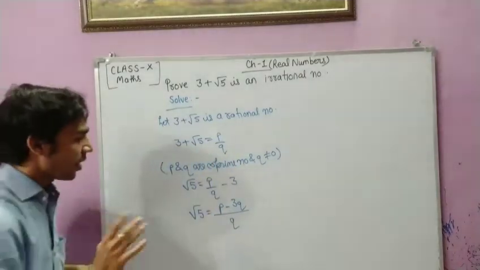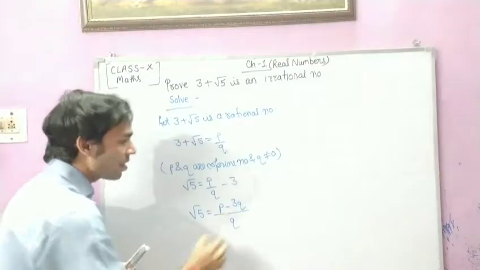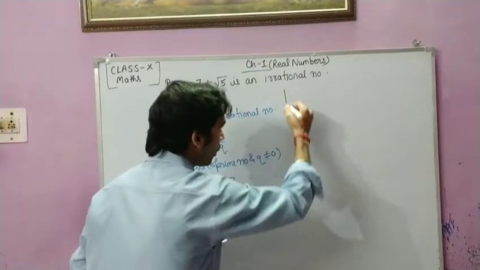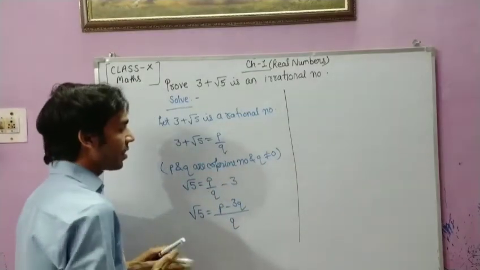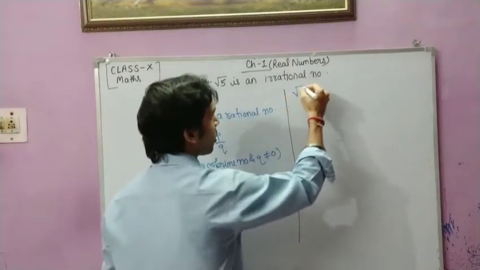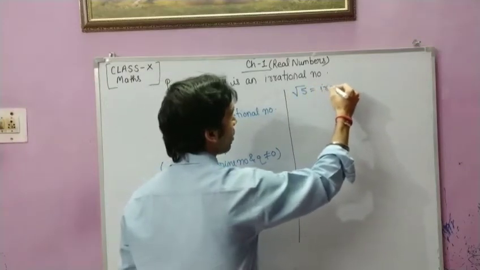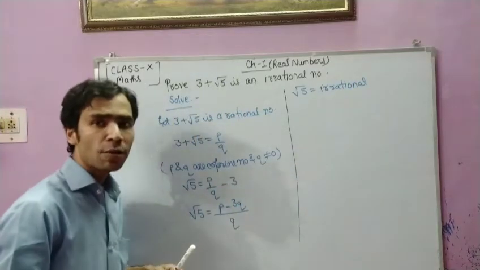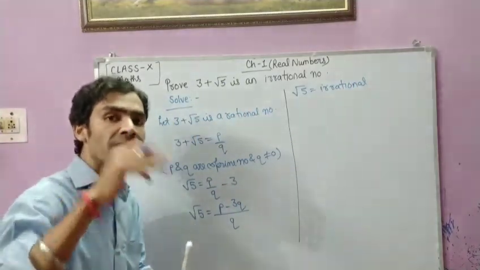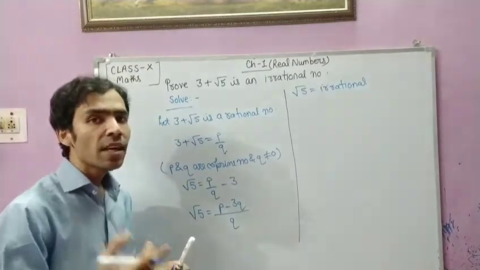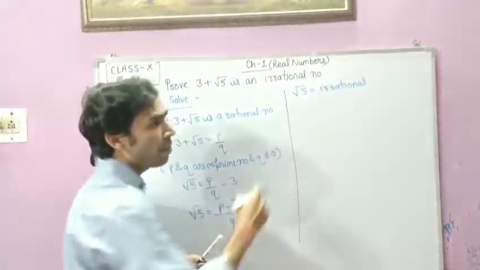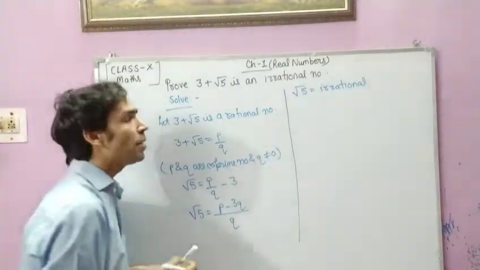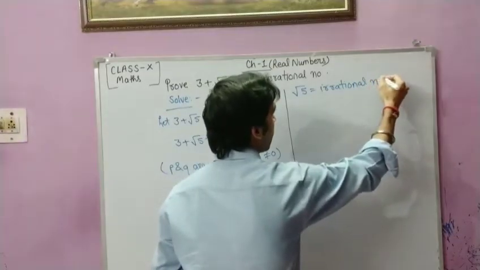Okay, so we can say that root 5 is irrational, and p minus 3q upon q is rational. What can we say, student? Here we can say that root 5 is irrational. We know that root 5 is irrational. Any number which is not a perfect square and which is written inside the square root sign is known as an irrational number. See, 5 is not a perfect square of any number and it is written inside the square root sign, so it will be an irrational number.